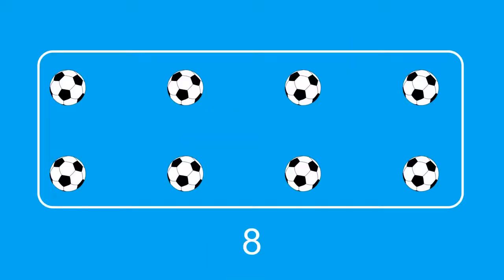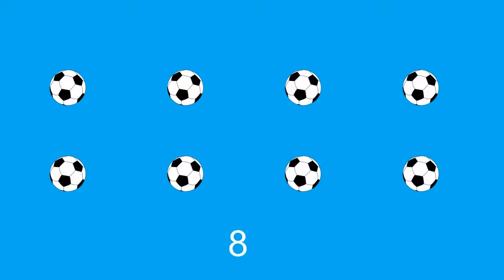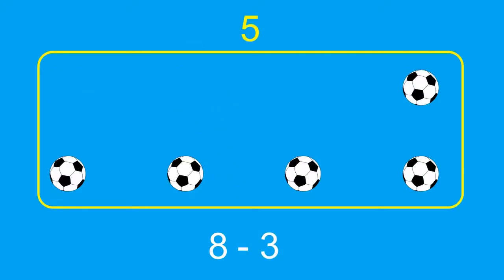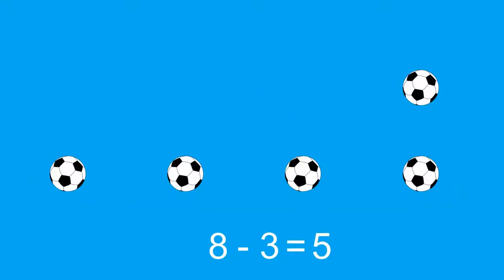Here shows 8 footballs. So we write 8. Three of them are kicked away. So we write minus 3. Finally, we're left with 5 balls. So the math sentence is 8 minus 3 equals 5.